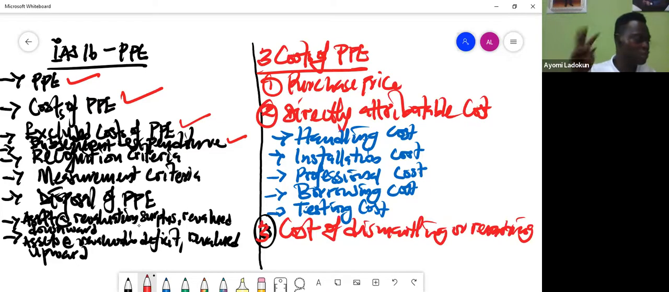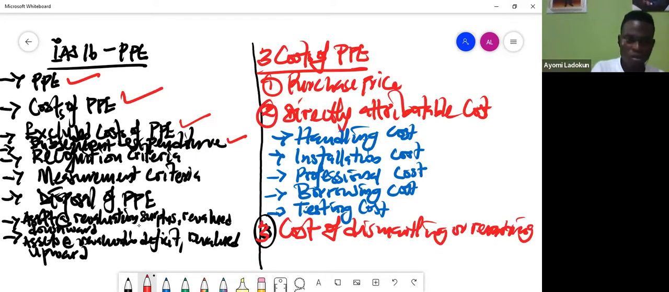So that's it. If none of those three has happened, you cannot capitalize. So it's either it will enhance the economic life of that asset, or it relates to a major overhaul or major inspection, or it relates to replacing a component of a complex asset. If any of those three has happened, that cost can be capitalized.